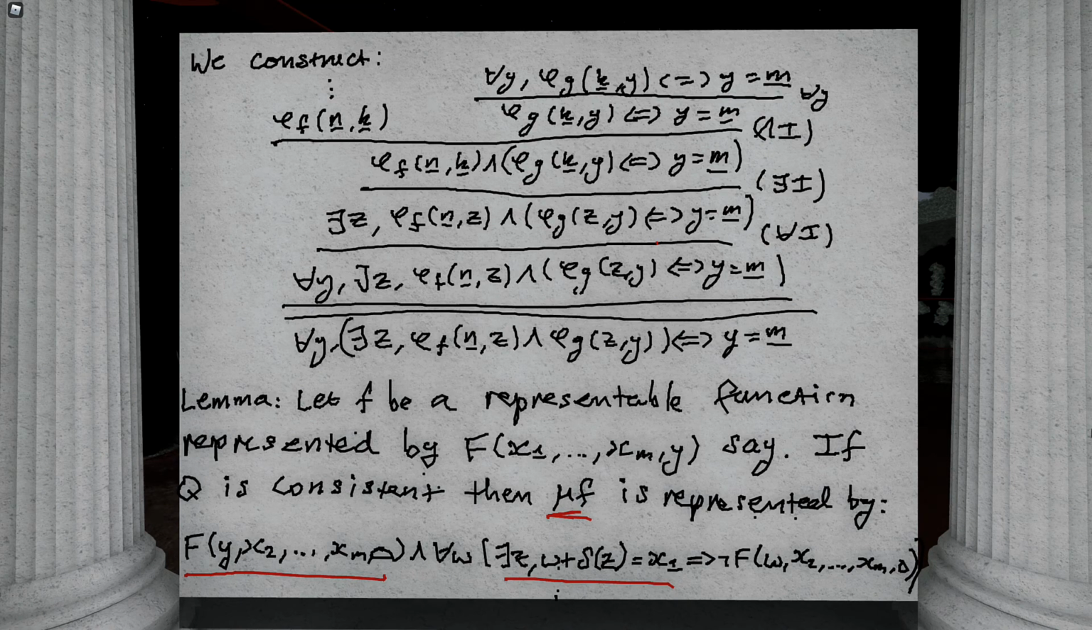But yeah, that's fine. This is saying if w is less than x1, then it's not the case that f evaluated at w, x2 up to xm, is equal to 0. Okay, does the formula and the statement make sense? Okay, let me sketch the proof over on another board.